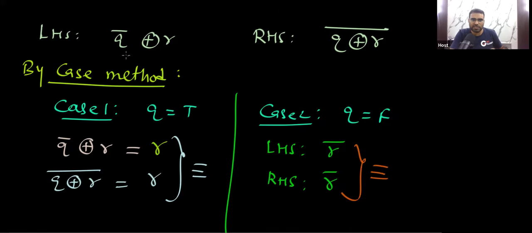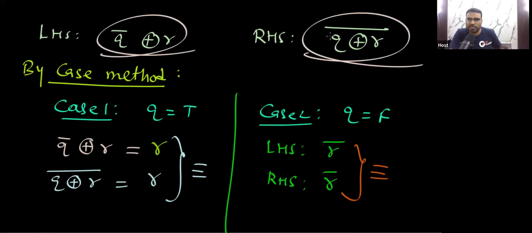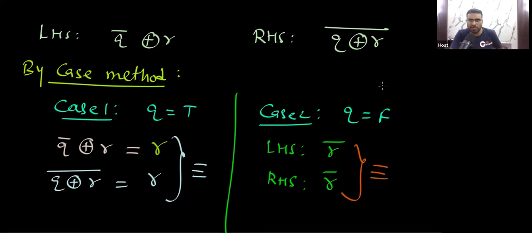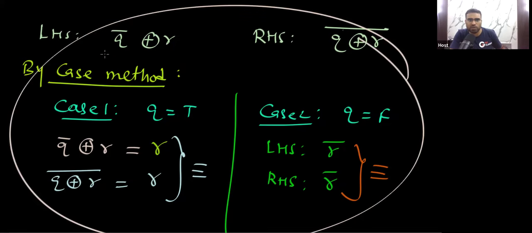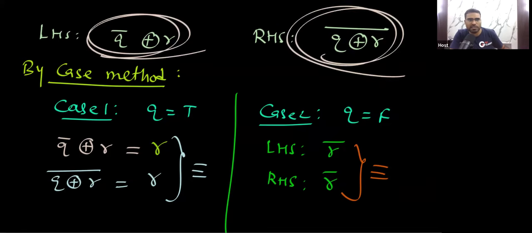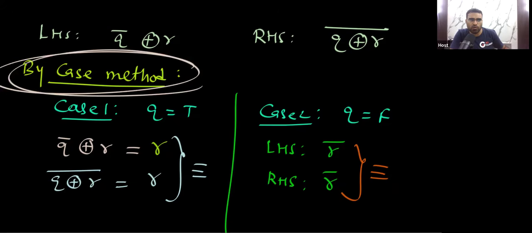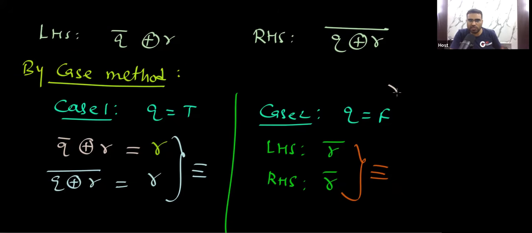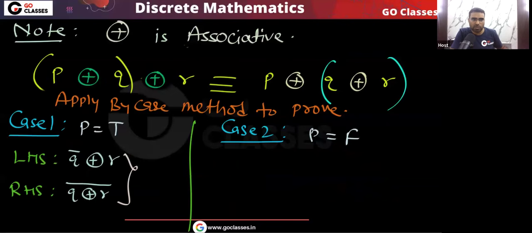So a very simple point: these two expressions are actually equivalent. This is what we have proven, using the case method. Two cases we created, Q true and Q false. So finally, this is the result we got, that these two are actually equivalent. Is this clear?